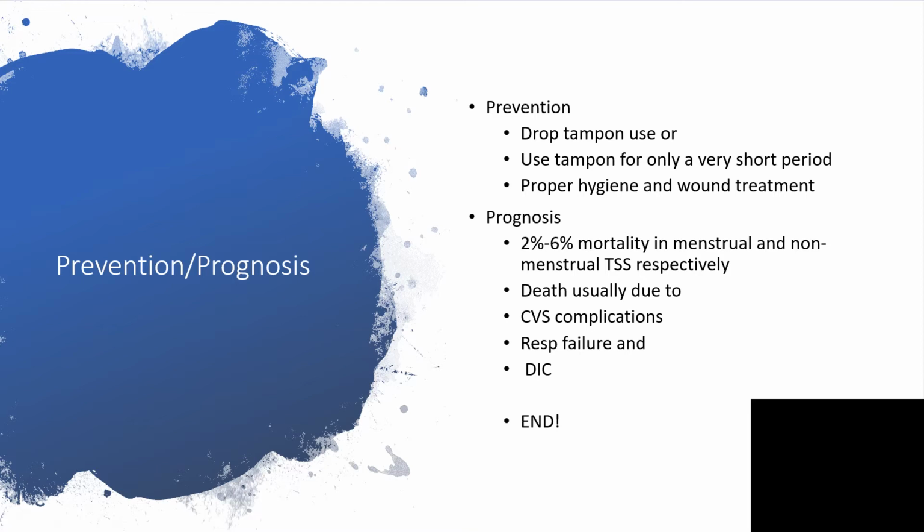Prevention here is to stop using tampons, okay? And if you are to use a tampon, you use it only for a short period of time. Then you embark on proper hygiene and wound treatment. The prognosis is such that about 2% to 6% mortality is possible in menstrual and non-menstrual toxic shock syndrome respectively. Death is usually due to cardiovascular system complications, renal failure, and disseminated intravascular coagulopathy.